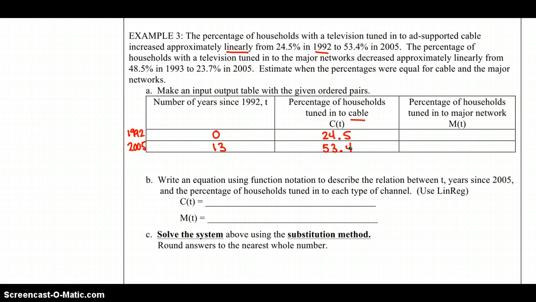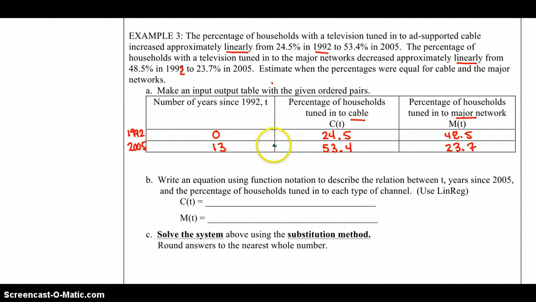it was at 53.4. Now the percentage of households with televisions tuned into major networks decreased approximately linearly from 48.5% in 1992 (that was a typo) to 23.7% in 2005. Again, if we put that data in the table, in 1992, t is 0, and for the major networks percentage that was 48.5, and then it decreased to 23.7% in the year 2005, which is 13 years after 1992.